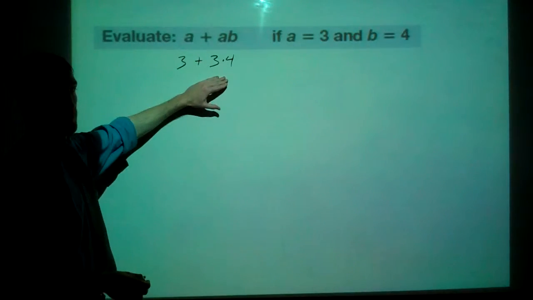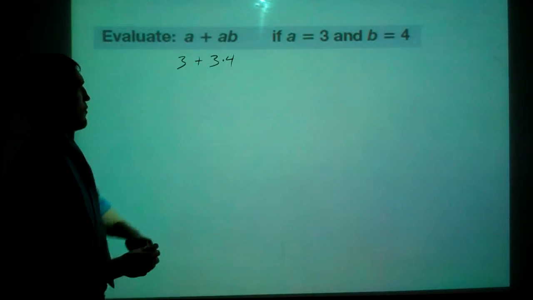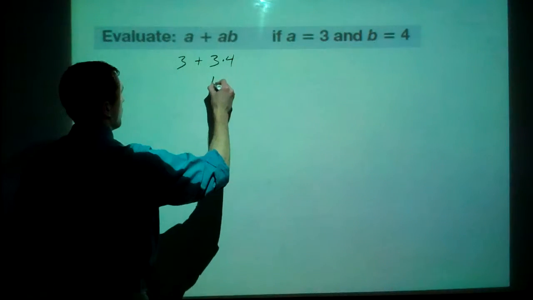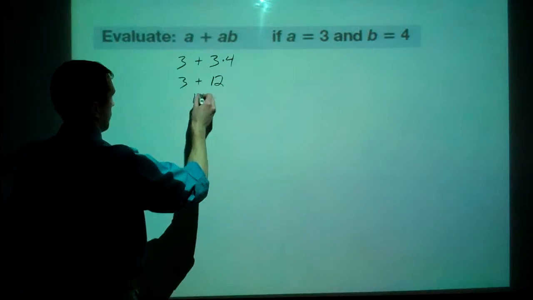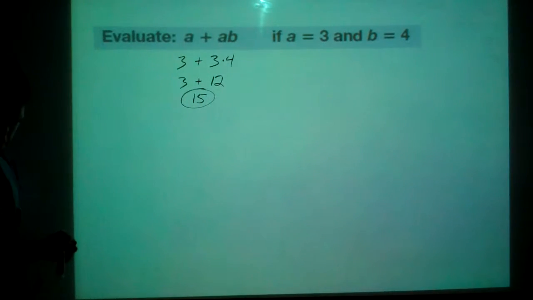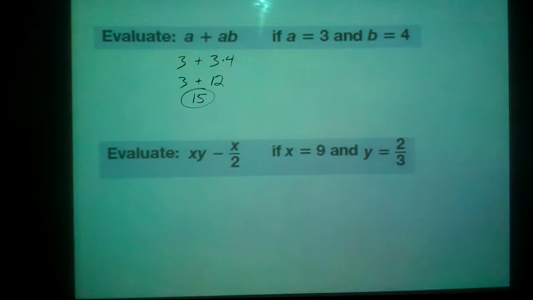We have to multiply before we do any adding. So it's 3 times 4 is 12. 3 plus 12 is 15. Okay? We have another one here.